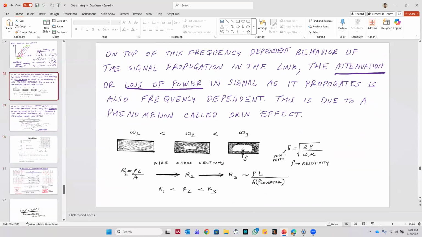And on top of the fact that there's a frequency dependent difference in the speed of the signal, there's also a frequency dependent attenuation of the signal because of something called skin effect, which is, as the frequency gets higher and higher, most of the current tends to be pushed towards the perimeter of the conductor. So the effective cross-sectional area reduces with frequency. So higher frequency signals tend to experience a higher resistance in the link, and therefore the link tends to be more lossy for higher frequencies, and the signal tends to decay faster, right?